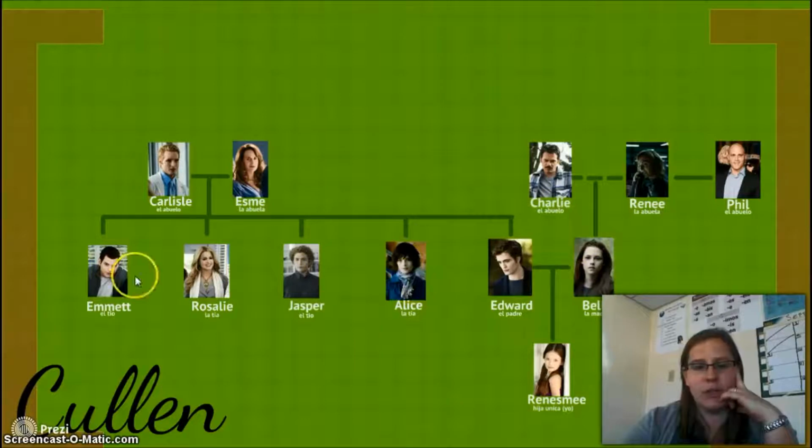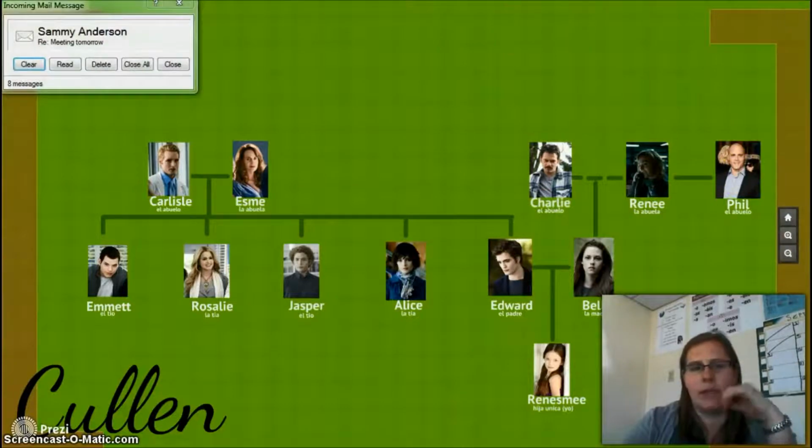And she has a bunch of tíos, Alice, Jasper, Rosalie, and Emmett. She has some abuelos, right, which are los papás de su padre, Carlisle and Esma. And then she's got some more abuelos, Charlie and Renee. And then she's got Phil. We'll count Phil as an abuelo.